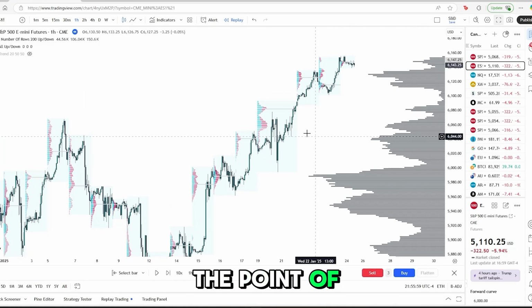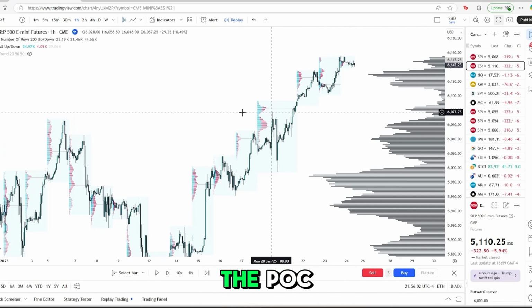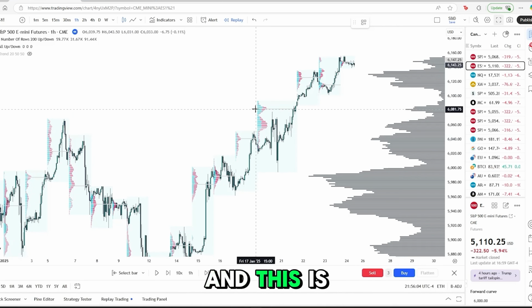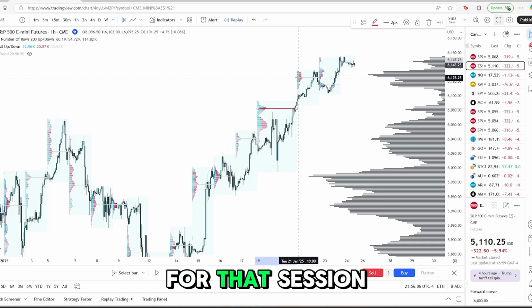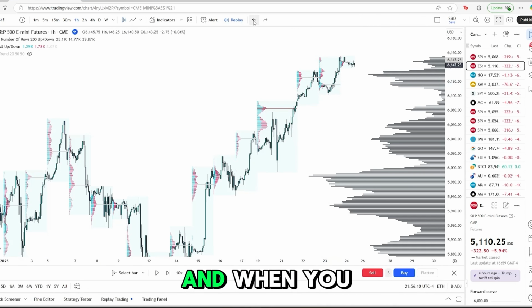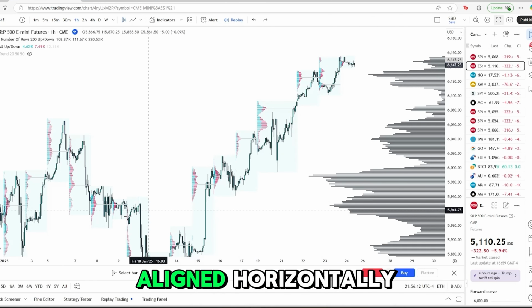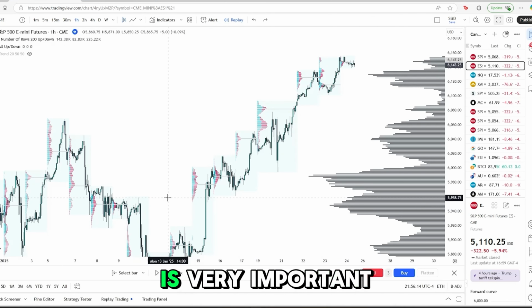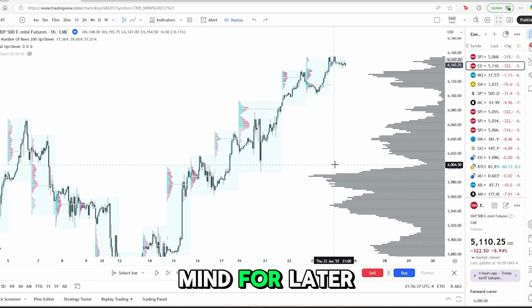The first is the point of control, also known as the POC. And this is the level with the highest traded volume for that session, and it usually acts as a sort of price magnet. And when you get multiple POCs aligned horizontally, it usually means that price level is very important. Keep this in mind for later.